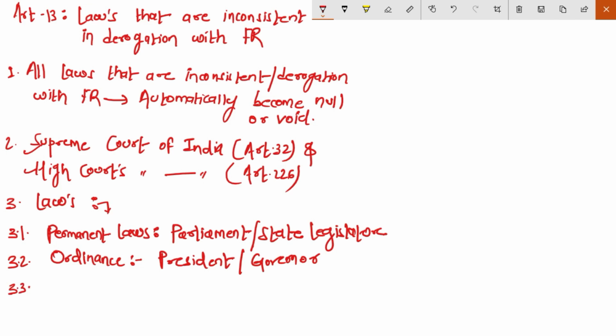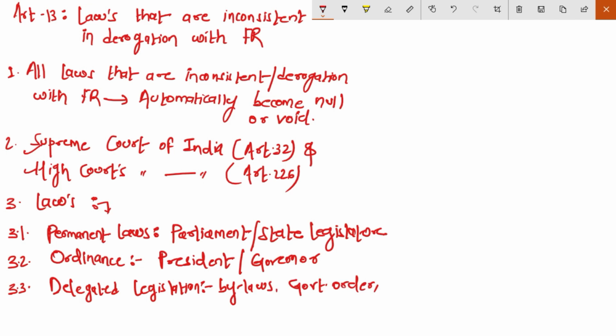Statutory instrument, or we can say delegated legislation. So what are delegated legislations? Actually these are the bylaws, government orders. Such kind of things are called delegated legislation. So laws which are framed by the parliament or the state legislature, ordinances framed by the president of India or the governor of the states, and the delegated legislations, they all come under the definition of law.